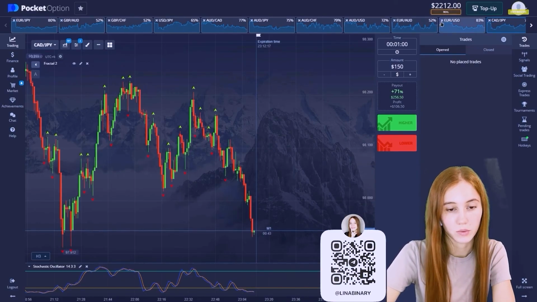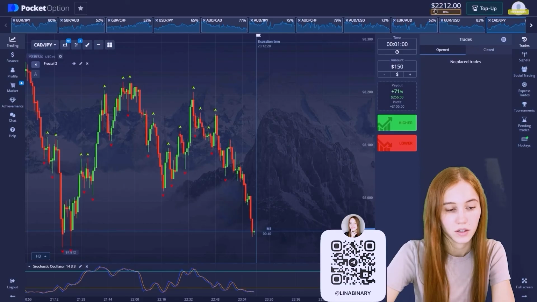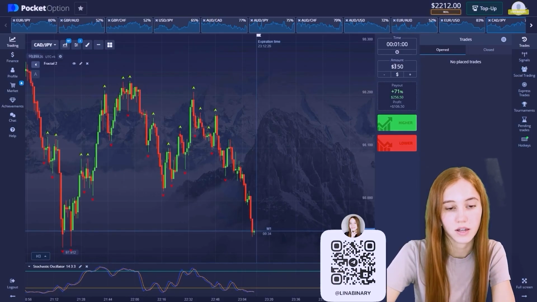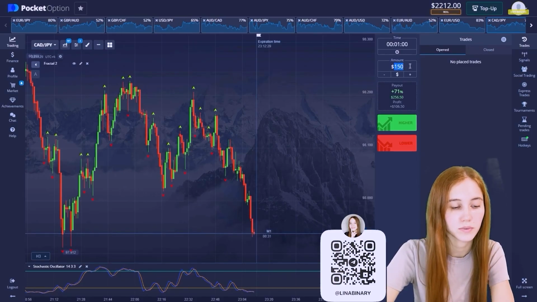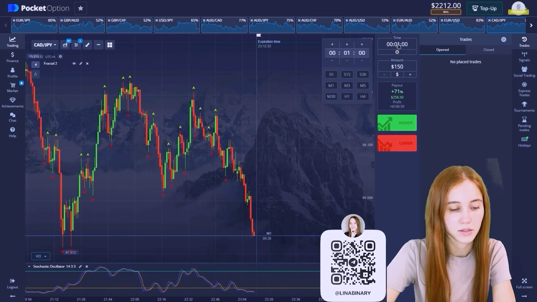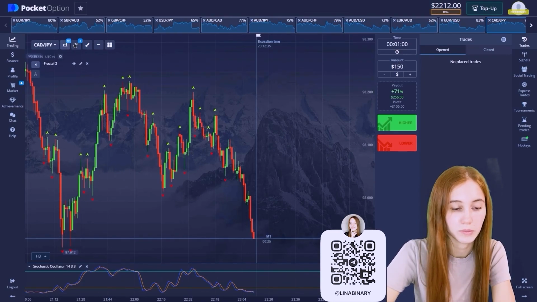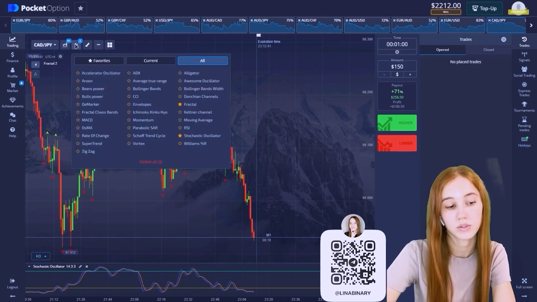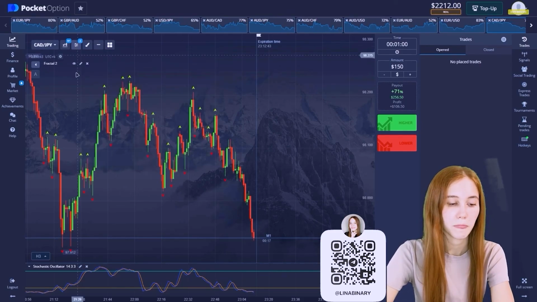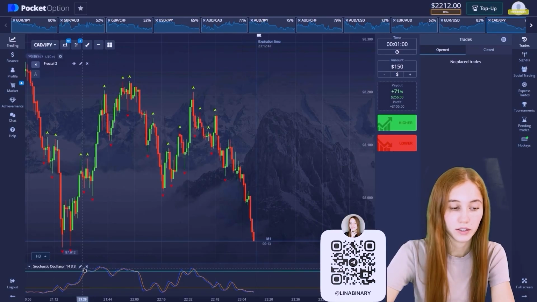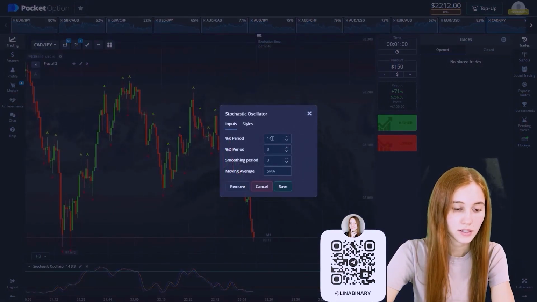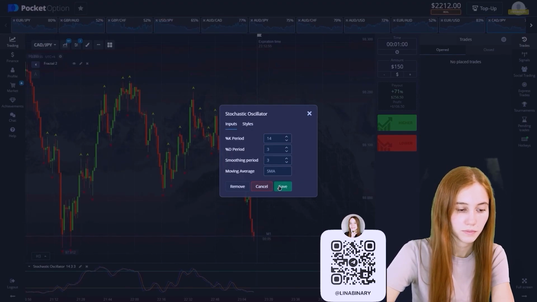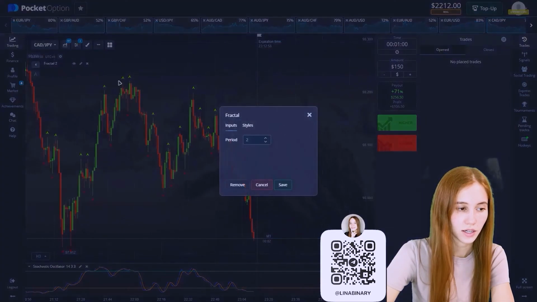We started with a balance of $1,000. Now it's more than $2,000. The amount of deal is exactly $150. Deals take 1 minute. Therefore, the settings are the minute time frame and candles. Today we traded using 2 indicators, fractal and stochastic. I talked about how they work at the beginning of the video. Stochastic settings, you can copy them. Here are the fractal settings you see.